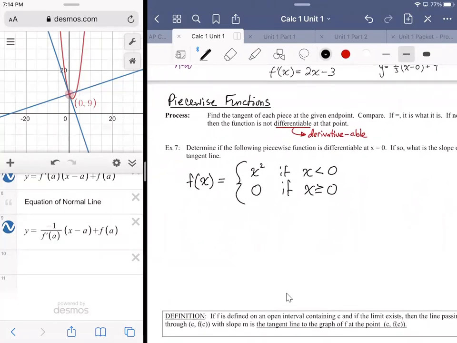So we have the two pieces. We're going to look at them as two separate functions. We could use subscripts if we want, or we can just write them as y equals. But what I tend to do is just say f sub 1 of x is equal to x squared for my first piece. That's what that 1 represents. f sub 2 of x is equal to 0. And so we would look at these as two separate problems.